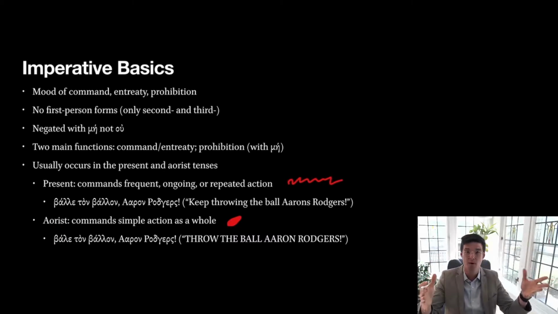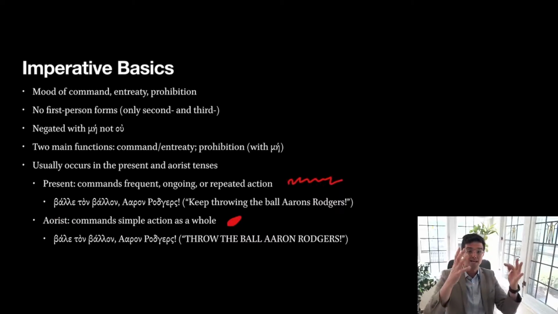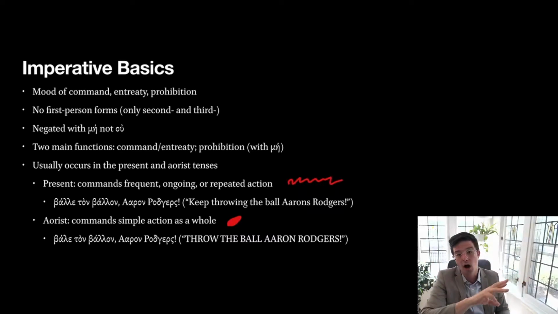So say I'm sitting on my couch watching the Packers beat the Bears, and Aaron Rodgers is again about to get sacked, and I say, throw the ball, Aaron Rodgers. If I were to do this in Greek, I would use the aorist tense rather than the present tense because I'm commanding it at a specific point in time. I'm thinking about the action as a whole. I want Aaron Rodgers to do that whole action right away. It's not a continuous or ongoing action that's going to happen repeatedly. It's happening at that specific point in time.